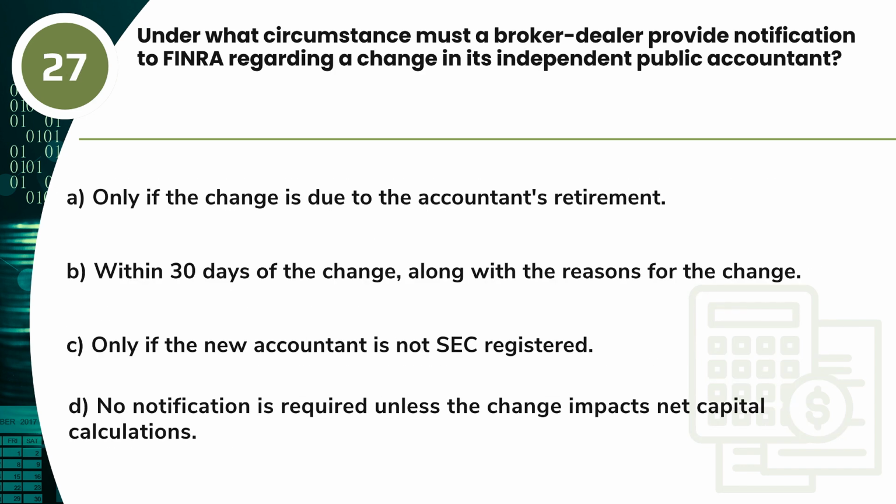Question 27. Under what circumstance must a broker-dealer provide notification to FINRA regarding a change in its independent public accountant? A. Only if the change is due to the accountant's retirement. B. Within 30 days of the change, along with the reasons for the change. C. Only if the new accountant is not SEC registered. D. No notification is required unless the change impacts net capital calculations.